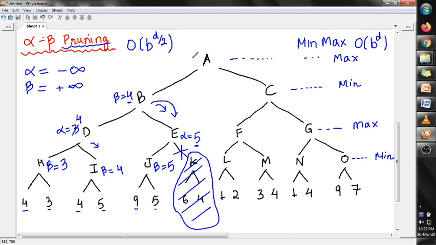Now let us proceed with the procedure. Here beta equals 4, and since it is a maximum level, you need to propagate this value to node A. So here alpha equals 4, alpha becomes 4. Now follow the depth first search procedure, find out the values for this child of node A. So let us find out.